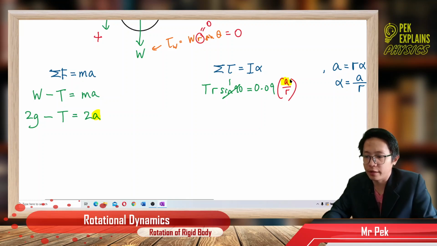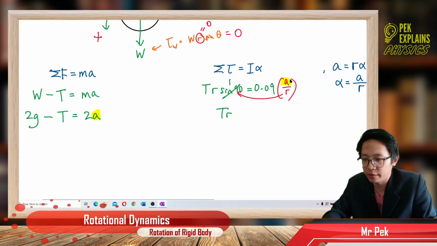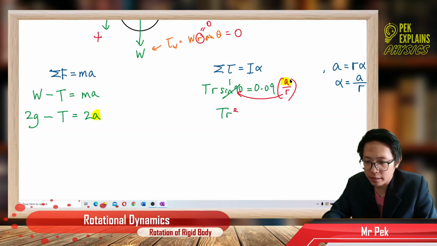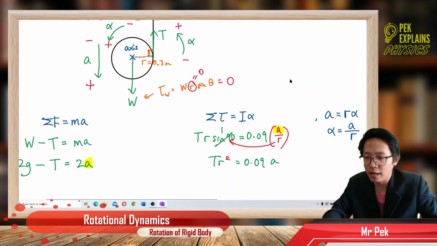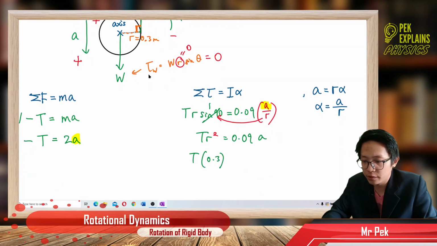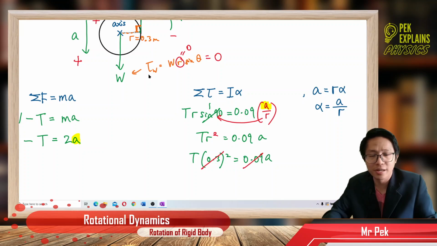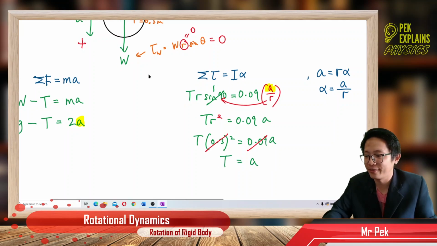Now we have T r. The r just multiply above. So here we have T r squared, and then we have 0.09 a. The r is 0.3 meter, so let's substitute. 0.3 squared equals 0.09. So our tension is actually a itself.